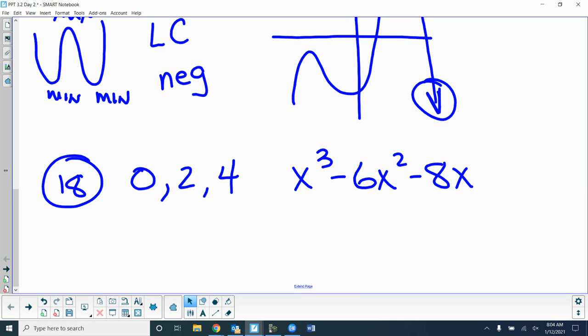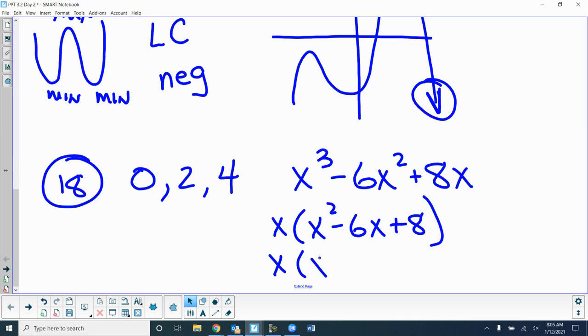Plus 8x. All right. Take out the GCF. You got x. Then you get x squared minus 6x plus 8. Yeah, it does factor easy. You got your x and then x minus 4 and x minus 2. There's the 0, there's the 4, there's the 2. So if you wanted to factor it, you could, but it's all right with me if you just use your calculator to find the zeros. Which I think on the quiz, I'm just having you graph it, tell me all the zeros that way anyway. Okay? So that was 18.